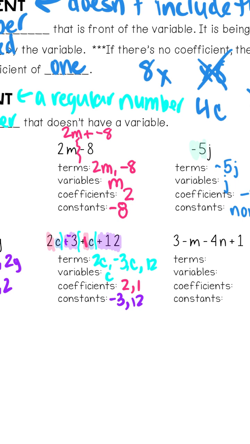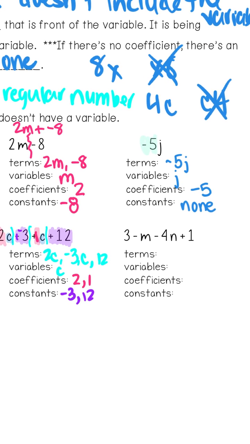This next one, you got to be careful with this one as well. If I cut this apart, I have a 3, -m, -4n, and 1. So there's your terms right there. I have 3, -m, -4n, and 1. What are the variables? The variables are m and n.